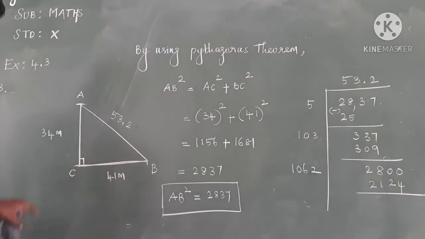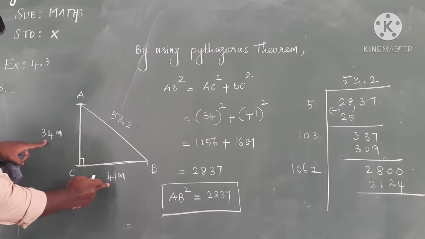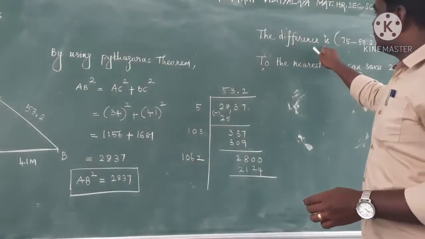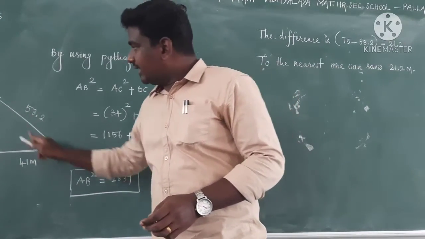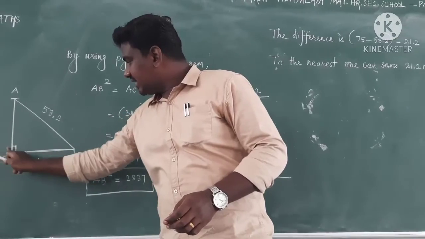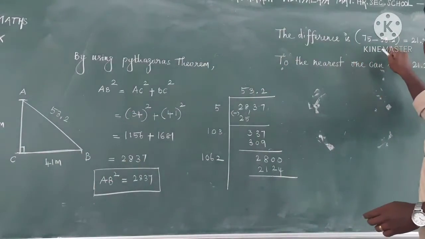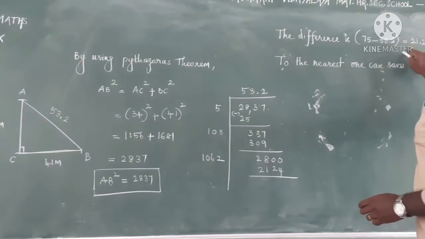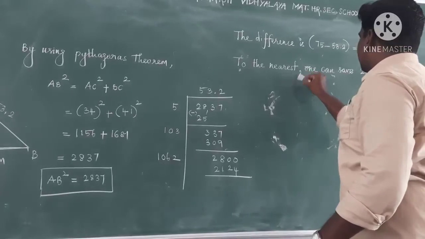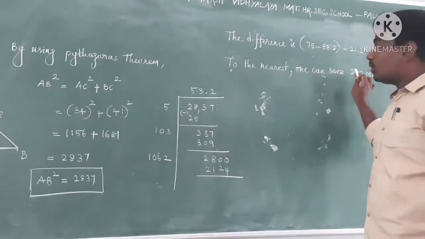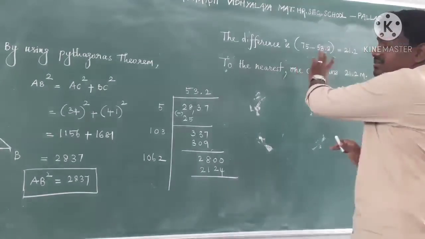53.2 meter. If you add this and this, 34 plus 41, what do we get? The difference between this A to B, shortest path, and this path A to C and then C to B is 75 minus 53.2 is equal to 21.2. So to the nearest, one can say 21.2 meter. It is approximate value.